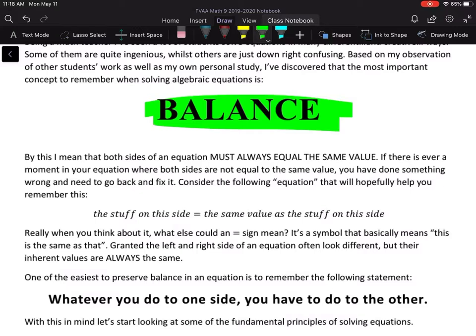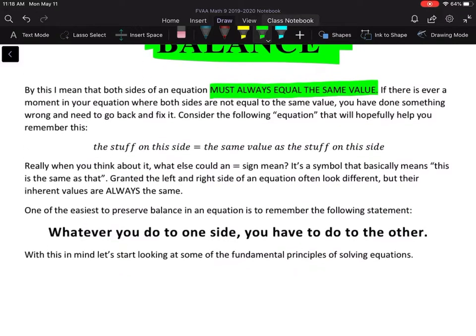Okay? By this I mean that both sides of the equation must always equal the same value. If there's ever a moment in your equation where both sides are not equal to the same value, you have done something wrong and need to go back to fix it. Consider the following equation and that will hopefully help you remember this. So stuff on this side is equal to the same value as the stuff on this side. And that has to remain true no matter what algebraic steps you take.